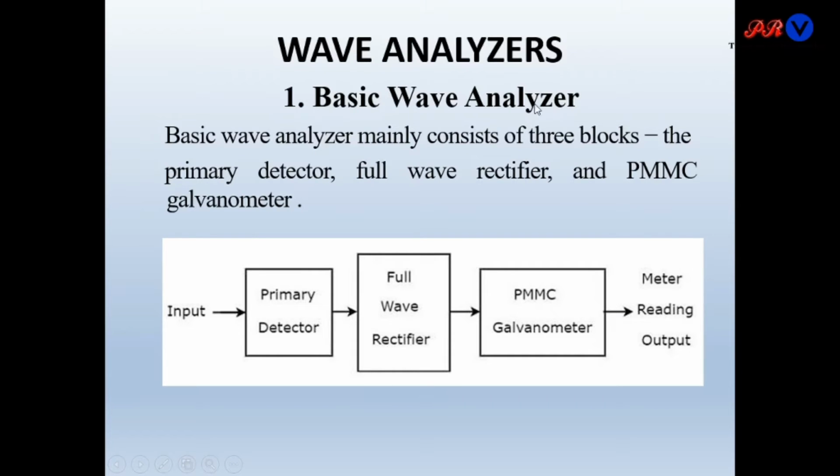Basic wave analyzer. A basic wave analyzer mainly consists of three blocks: the primary detector, full wave rectifier and PMMC. Input is given to the primary detector, through which we will get the frequency of interest, and that is converted into DC, meaning AC is converted into DC by the full wave rectifier, and then that DC is measured by the PMMC galvanometer. We will get the meter reading through the PMMC.